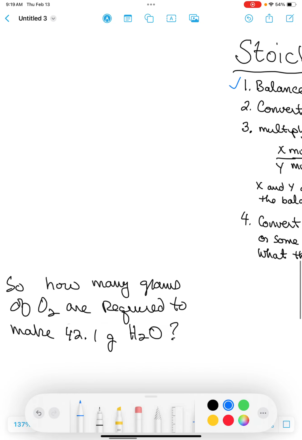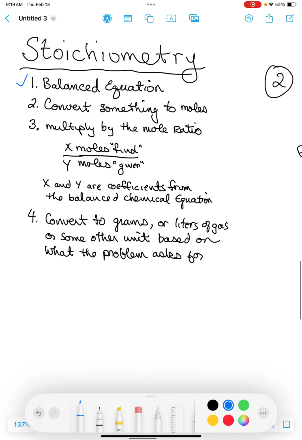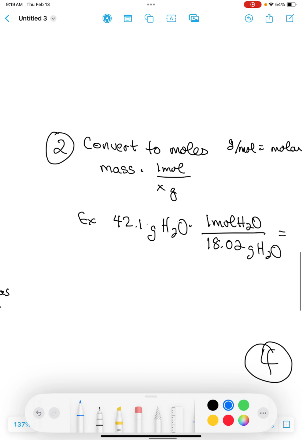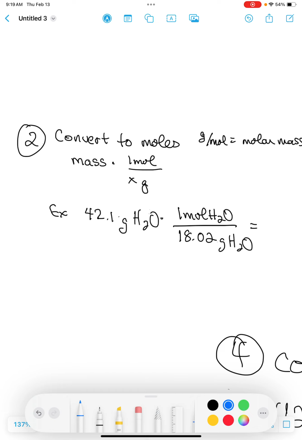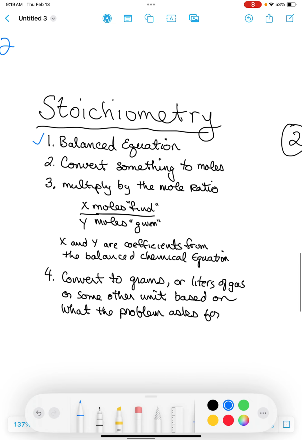Next, we got to convert something to moles. Well, the only thing we were given in the problem is grams of water, 42.1 grams of water. So we will turn that into moles by dividing that by the molar mass. And the molar mass of water just happens to be 18.02 grams per mole. And that needs to be on the bottom because I need that and that to match, so they will cancel. And now we have successfully converted our grams of water into moles of water. See, the grams of water have canceled. We've left moles of water, which is where we want it to be. I'm not going to put that in the calculator yet. So I've converted to moles.